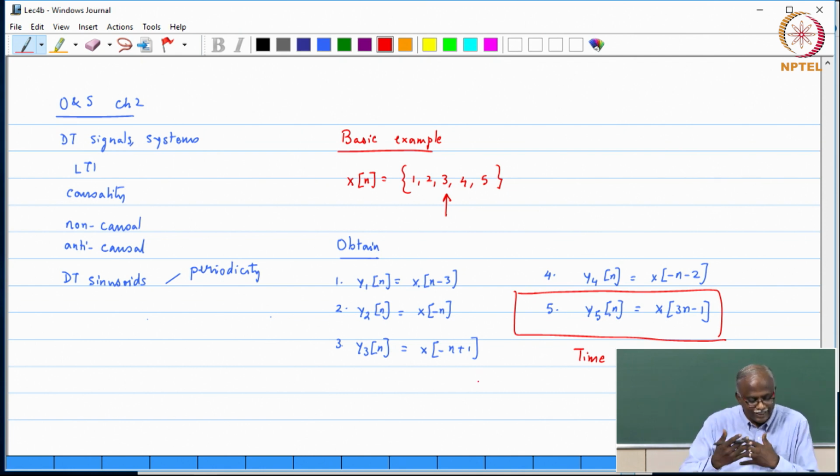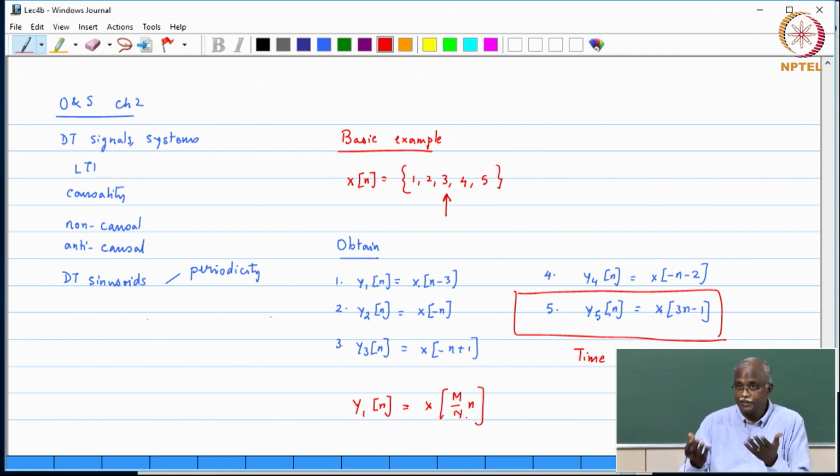You can either increase the time scale or reduce the time scale, and the most general form of time scaling is y1 of n equal to x of m by n into n. Now, the exact definitions of time scaling are all given in the book. This is the form that we are most interested in. So, please make sure that we look at it. I think I have lost power, but let me stop here. Basically, look at basic operations with a focus on time scaling, because that is what I would like to pick up in the next class. Thank you.